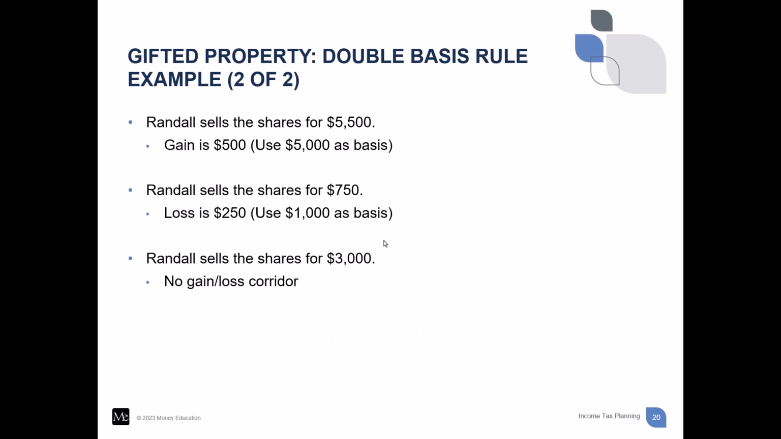Gifted property double basis. Randall sells shares for 5,500. Gain is 500. Randall sells shares for 750. The loss is 250 instead of the 5,000 original minus the 750. So you use the 1,000, the lower part of the double basis. Randall sells shares for 3,000, no gain or loss.